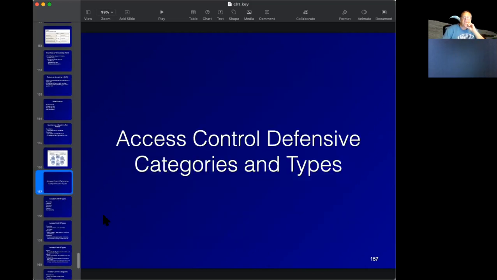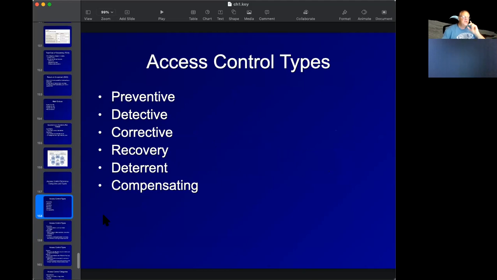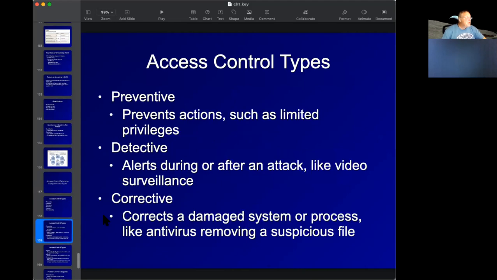And so here's your access control types. These are Security+ stuff. So preventive controls are the ones that actually block something, like a firewall. The packets come in and they don't get through because they're recognized as malicious. So that stops this bad thing from happening. Or limiting privileges. You don't have administrator rights, so when you try to do this thing, it doesn't happen.